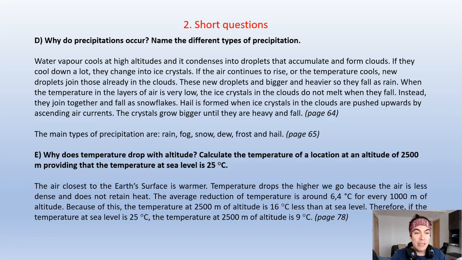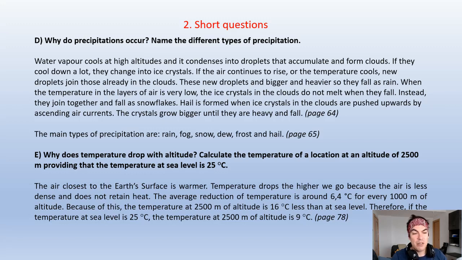The fourth one is, why do precipitations occur? Name the different types of precipitation. So I wrote here the long answer, but you can also answer this in a shorter way, okay?